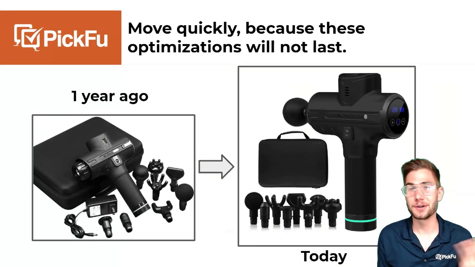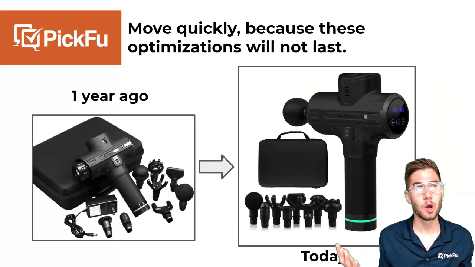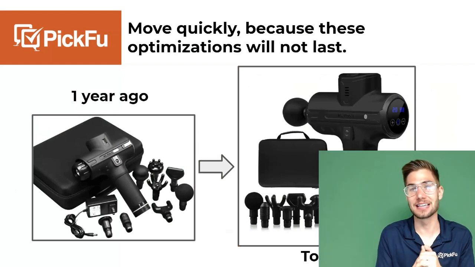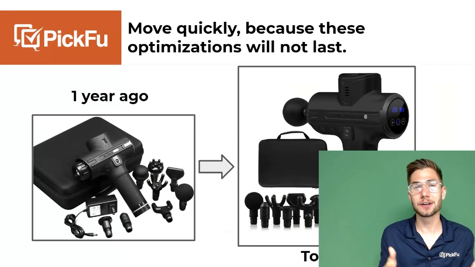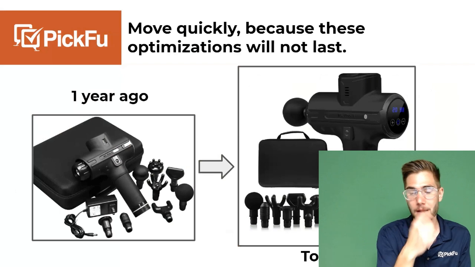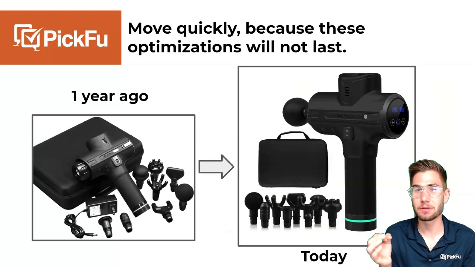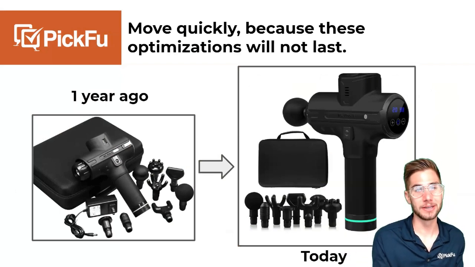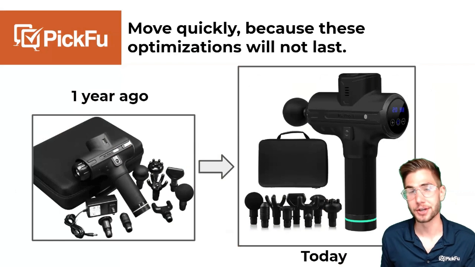The last thing I'll say here is a concept that I call creative convergence. And it's basically the thought that on the Amazon platform, over any long enough time frame, sellers are going to start to do the exact same thing. And so the point here is to move quickly because these optimizations, anything you're doing, especially with main image, they're very easy to copy. And I'm going to show you an example here.